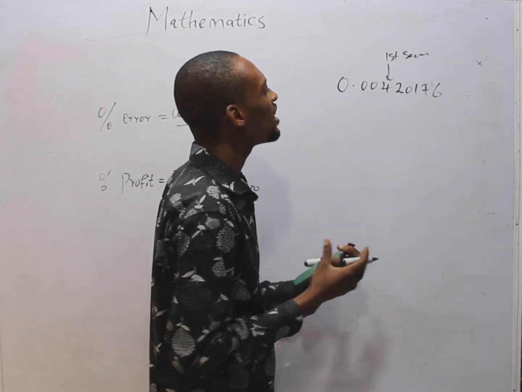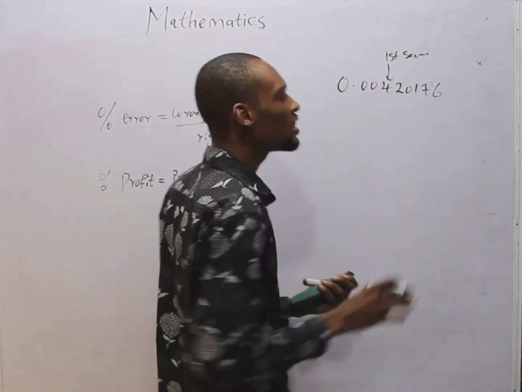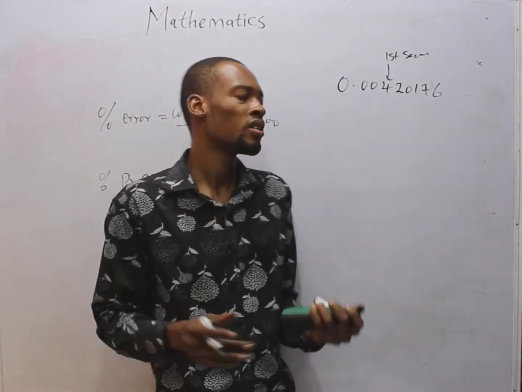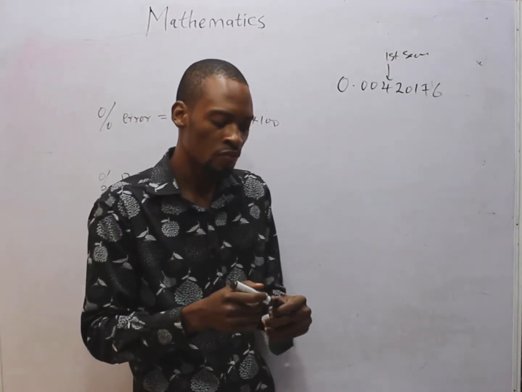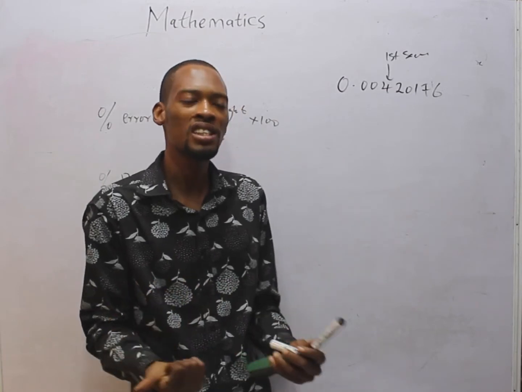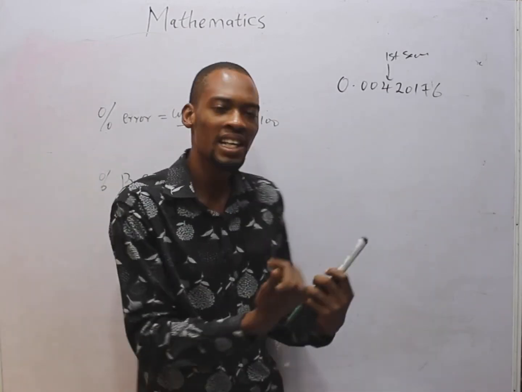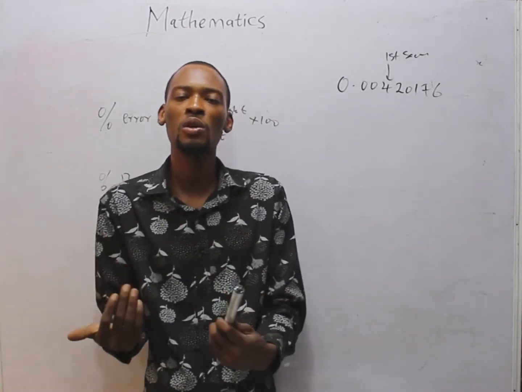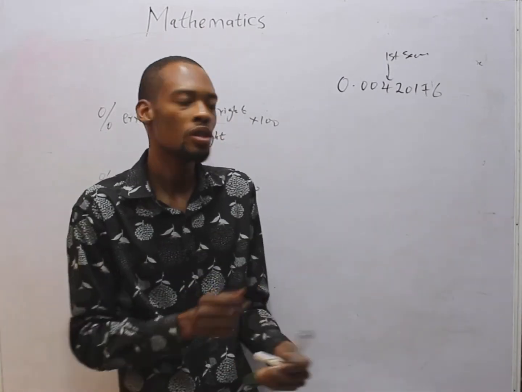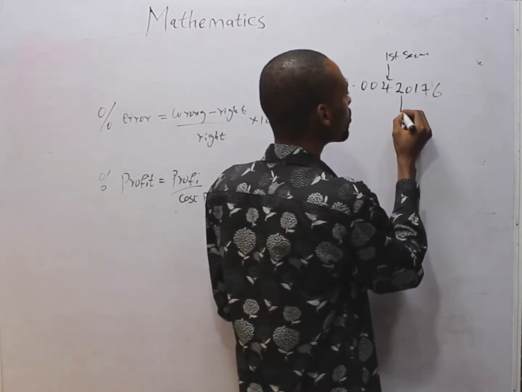Meaning, and these ones are irrelevant. No matter how many they are, the first number that is not 0, that is the first significant figure. And the second significant figure is any number after the first significant figure, whether it is 0 or not. So this is the first, this is the second.